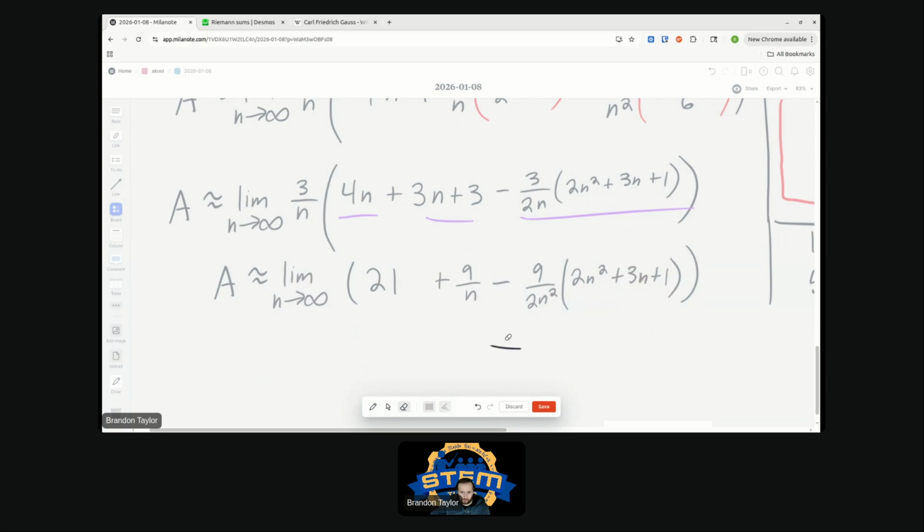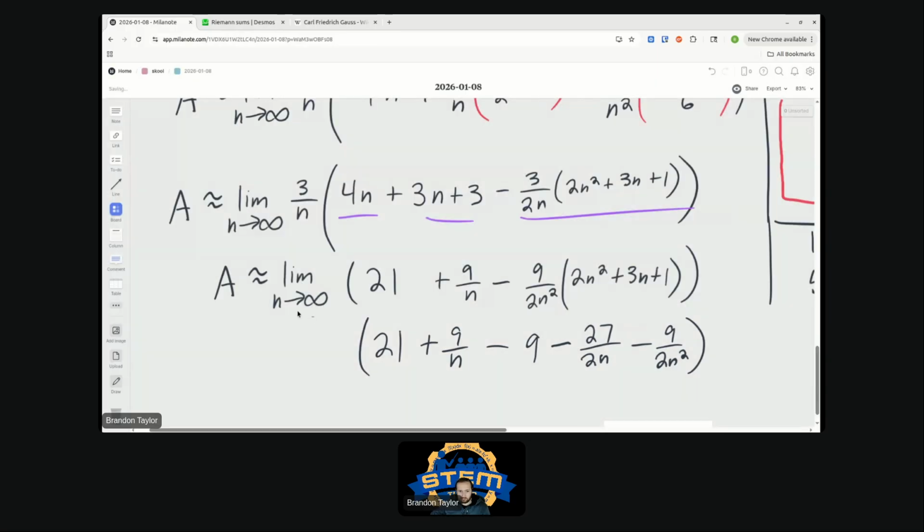Otherwise, I'll just multiply it all the way through, just to do it. But you can save yourself a little bit of work if you notice that. So here, hopefully this is clear. That'll just be minus 9 if I distribute that in first. And then the next one, that'll be what? Minus 27 over 2n, right? And then minus 9 over 2n squared, right? And we still have 21 plus 9 over n.